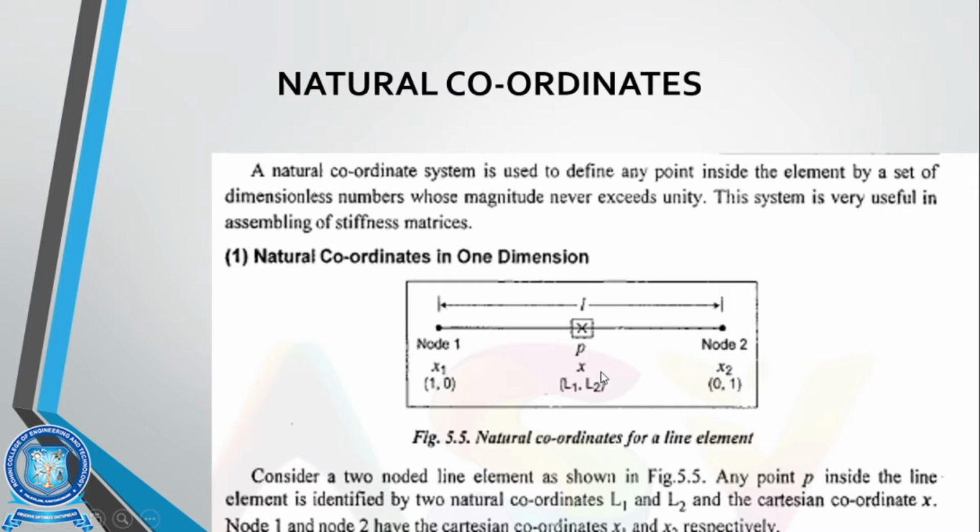And the Cartesian coordinate x. Node 1 and node 2 have the Cartesian coordinates x1 and x2, and it has the coordinate points 1 comma 0 and 0 comma 1 in natural coordinates, for node 1 and node 2.